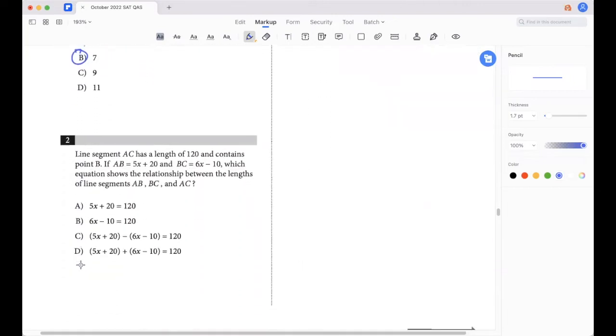Line segment AC has a length of 120 and contains point B. Okay, let's say this is AC and this is 120. Contains the point B. If AB is 5x plus 20 and BC is 6x minus 10, which equation shows the relationship between the lengths of these segments? So AB plus BC should be 120. So AB is 5x plus 20 plus 6x minus 10 is 120.